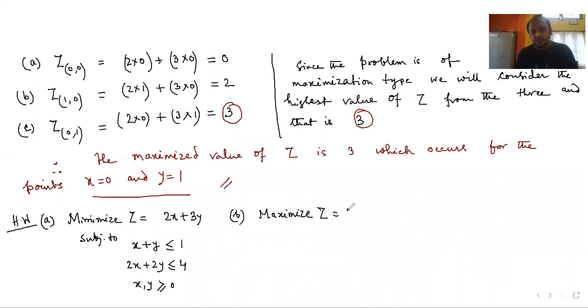Z is equal to 2x plus 3y, subject to x plus y less than or equal to 1, 2x plus 2y greater than or equal to 4, x, y greater than or equal to 0.